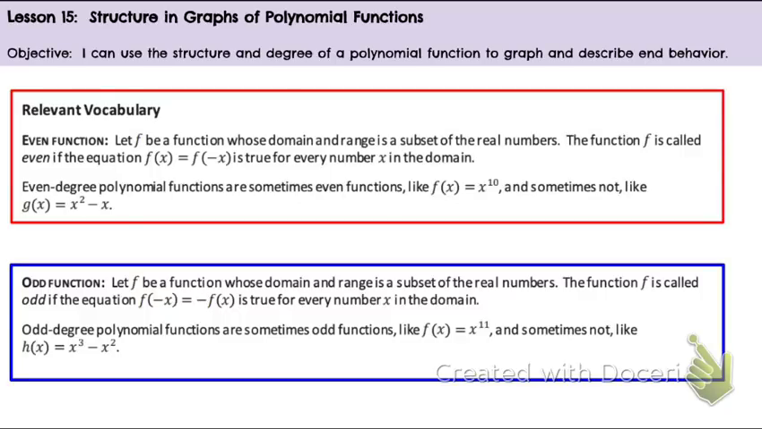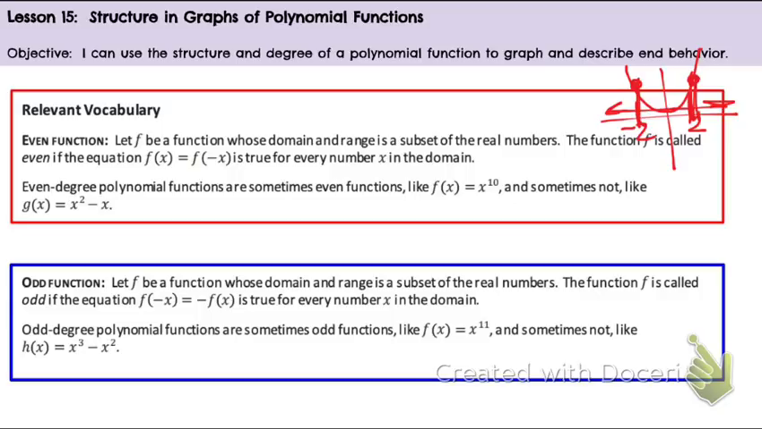It's even if in the equation f of x is equal to f of negative x for every number. So what that means is, it seems a little bit confusing at first, but whether x is positive or negative, your f of x, your height on your graph, will be the same. So when x is 2 or negative 2, your answer will be the same for both. So f of 2 equals f of negative 2.